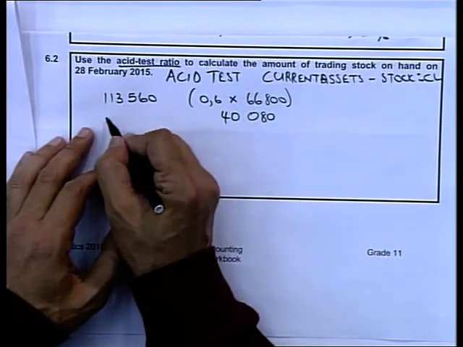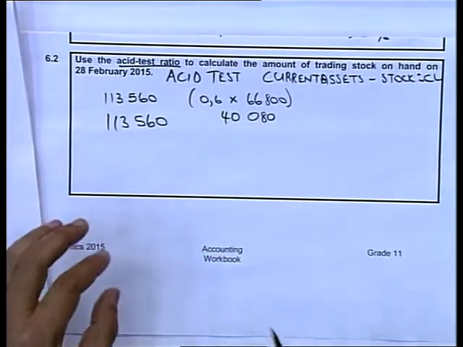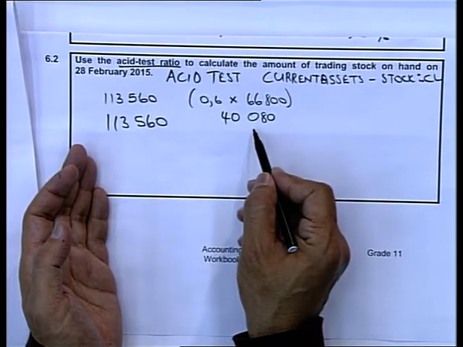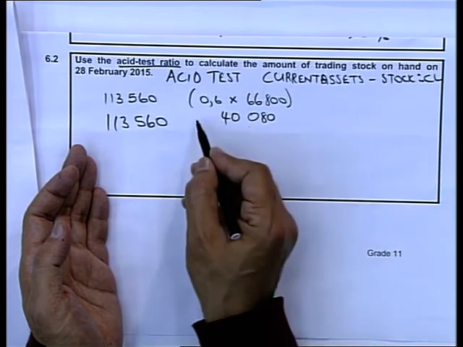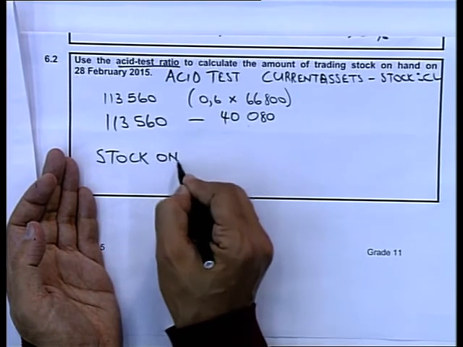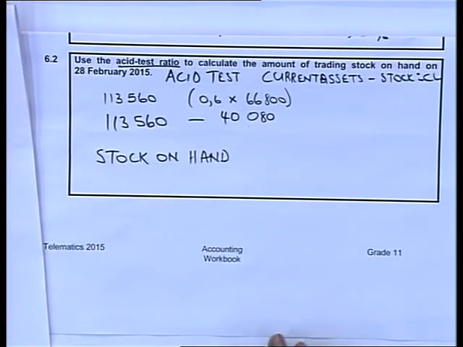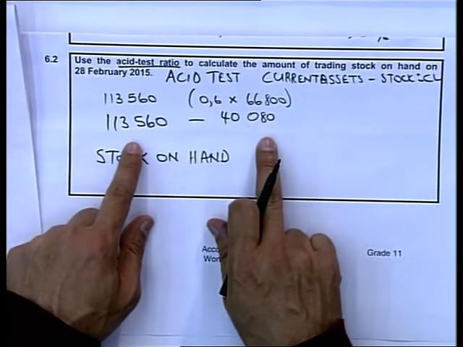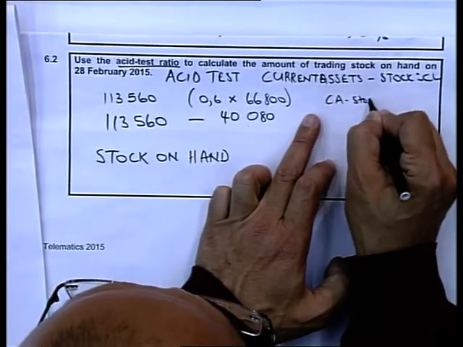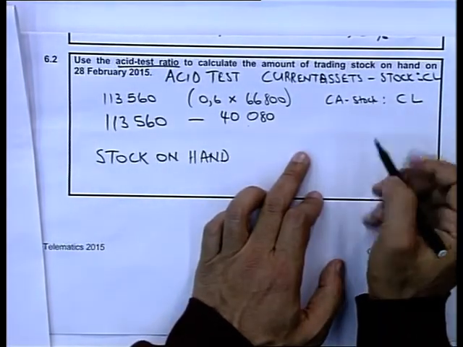Right? But altogether, I have 113,560. So if I take my total of my current assets minus the receivables and the cash, then I will get my stock on hand. So what's the amount of the stock on hand? All we have to do is minus that. Why? Because it says current assets minus the stock is to current liabilities. That's the formula for my acid test ratio.